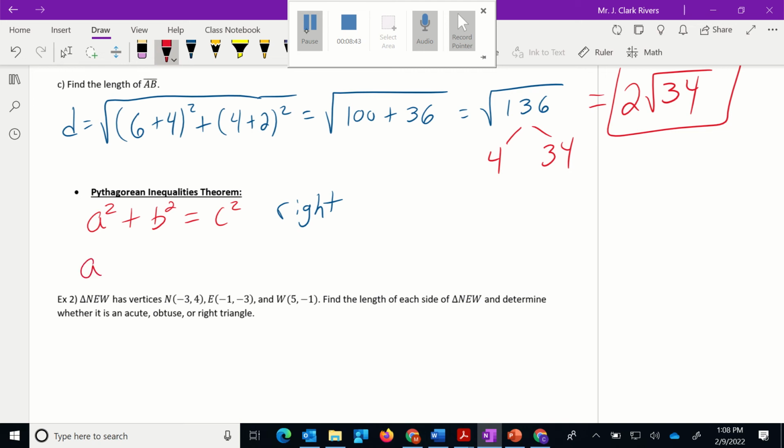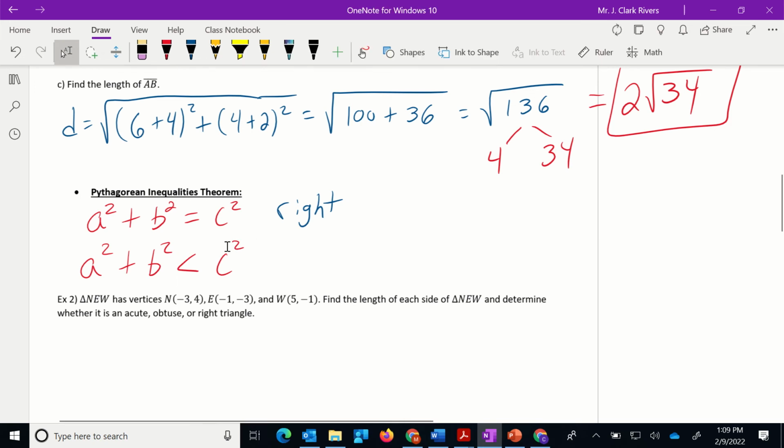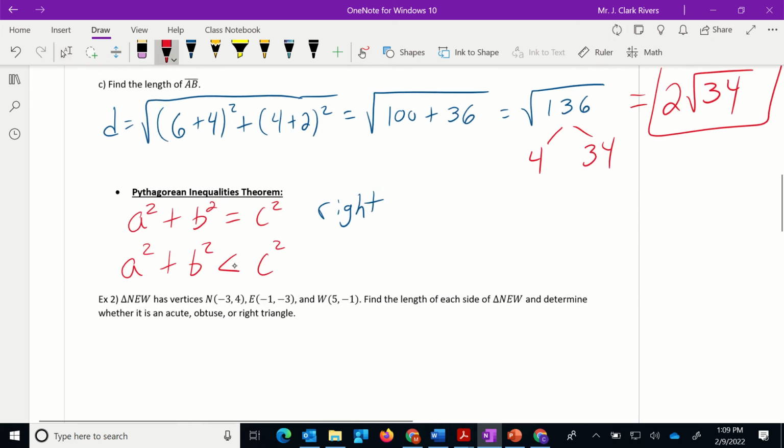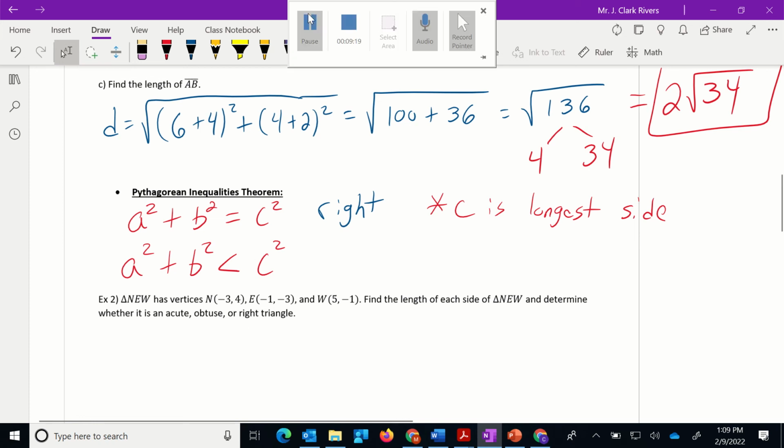Now what if we had a squared plus b squared and that was less than c squared? So think about that triangle. It's not a right triangle because, and when we say c, we mean c is the longest side. So let's make a note of that. We'll say C is the longest side. C is the longest side in this situation because it can't be the hypotenuse if it's not a right triangle. So think about whether this would be an acute triangle or an obtuse triangle, and why.